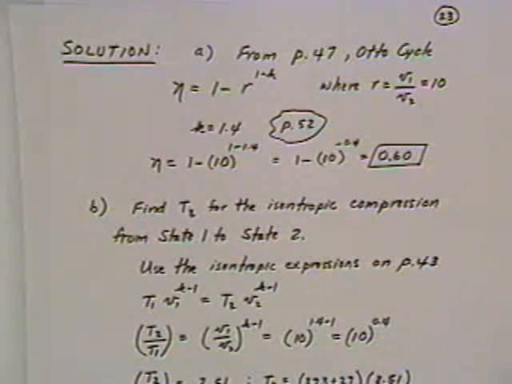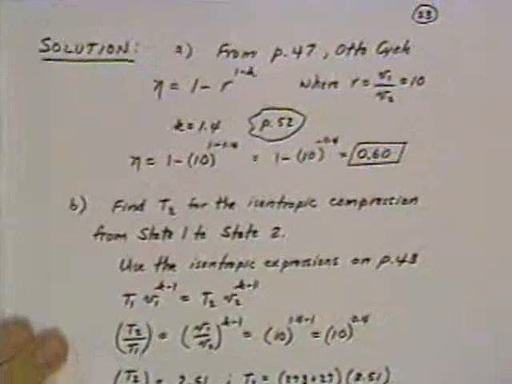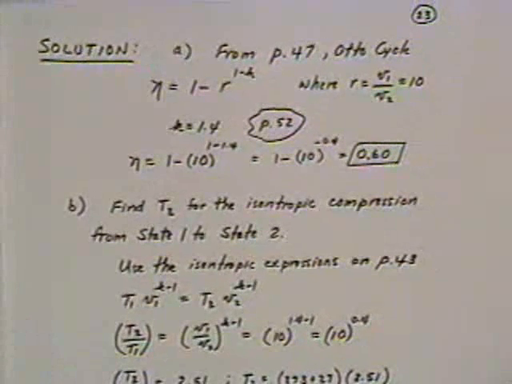K is 1.4. It's found on page 52 of our reference manual under air for an ideal gas, and K of course is the ratio of specific heat at constant pressure to the specific heat at constant volume. And so finding the efficiency of the Otto cycle is very straightforward. Efficiency is 1 minus R, which is 10, raised to the 1 minus 1.4 power, and so you have 1 minus 10 to the minus 0.4, which is 0.6. So it's a direct calculation of the efficiency of the Otto cycle.